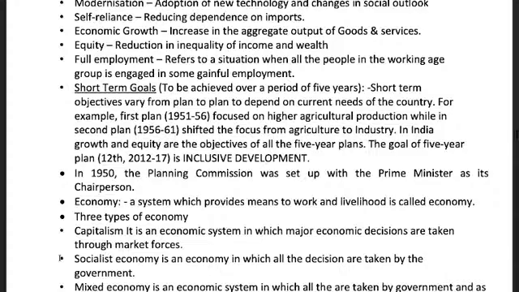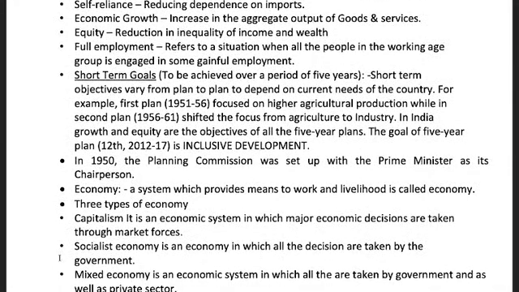There are 3 types of economy. Capitalism is an economic system in which major economic decisions are taken through the market forces. Socialist economy is an economy in which all the decisions are taken by the government. Mixed economy is an economic system in which decisions are taken by the government as well as the private sector.